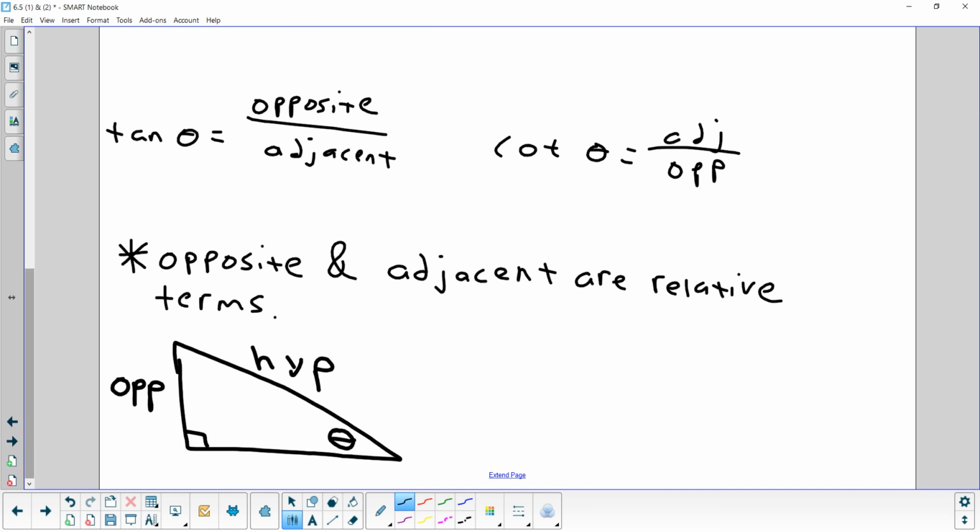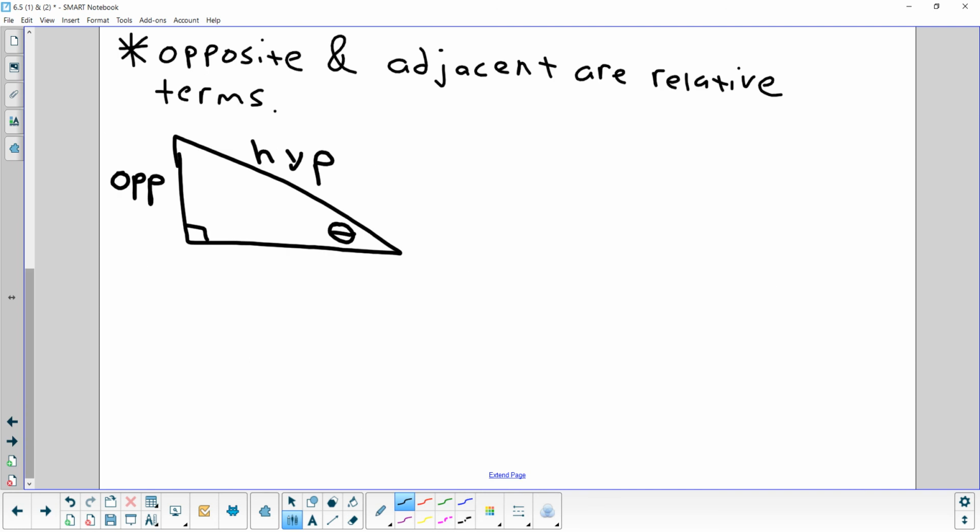Okay, opposite is always the side that is farthest away from your angle. It's the side that if you erased it, it has no effect on your angle at all. You still have an angle right there. To have an angle, you have to have two sides, or two rays. And you do. Okay? If you get rid of the opposite side, no effect on the angle.